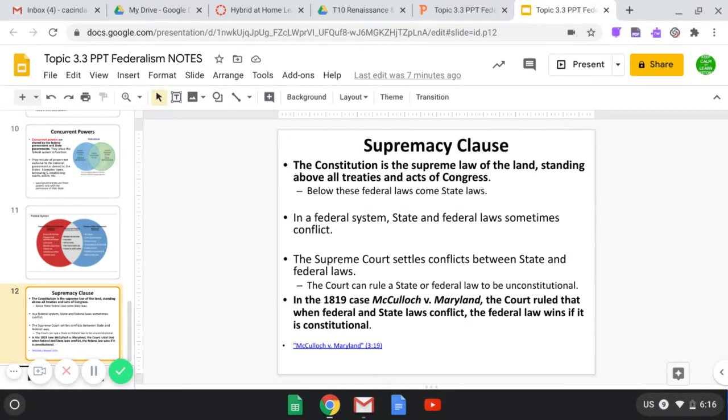Another example here would be McCulloch versus Maryland. It ruled that where federal and state laws conflict, the federal law wins if it's constitutional. So again, going back to the gay marriage law and gay marriage being legal, the federal government won because they determined the states were in conflict and the federal was more constitutional.